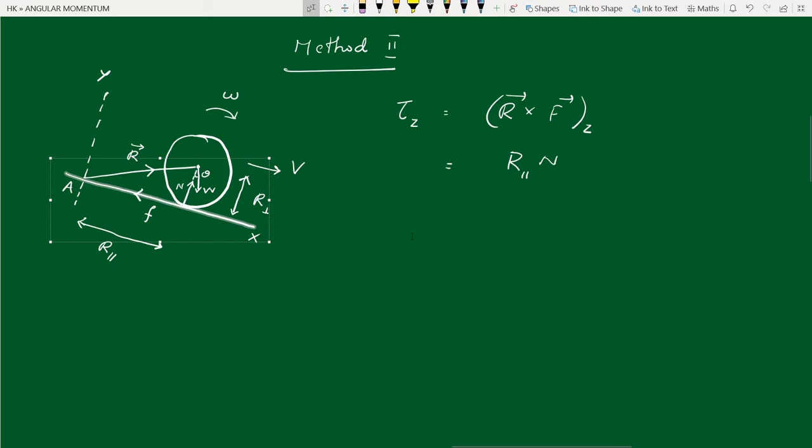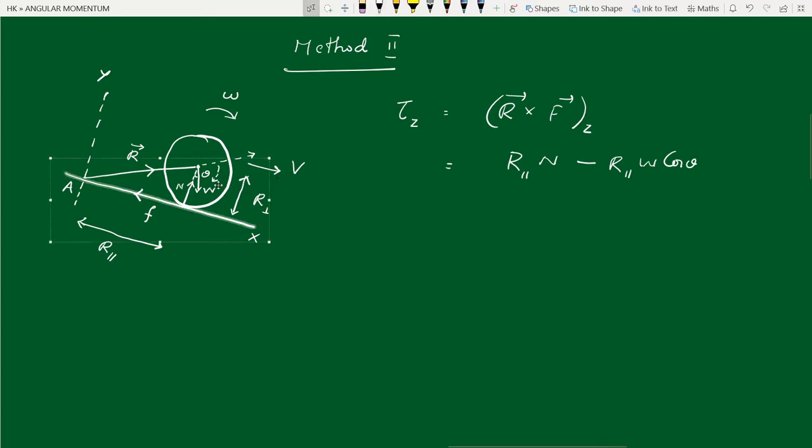So r parallel n. Now when you come to W, in order to find the direction, you have to take r cross f. The radius vector from A to the force is in this direction. So let me draw it here. The direction of r is this direction. The direction of W is downward. So r cross f, you are rotating in the clockwise sense. So the torque due to W will always be negative.